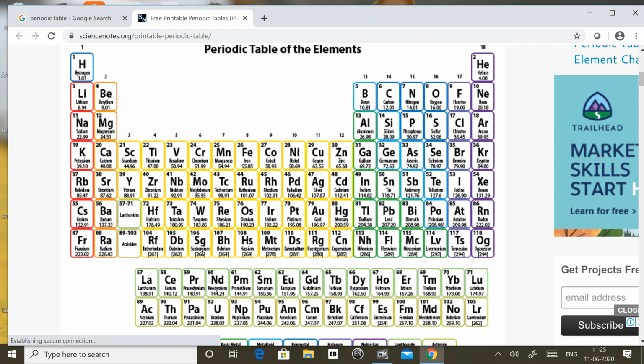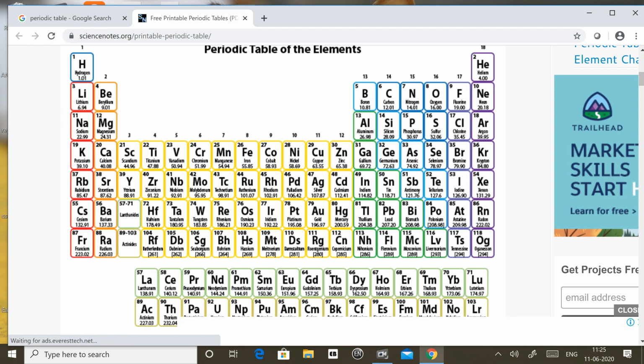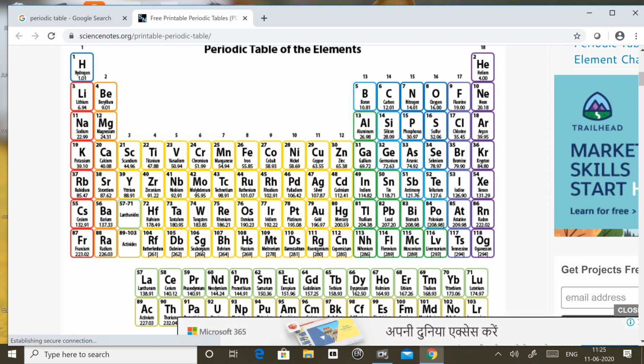So it is difficult to know the properties of all these elements separately. So these elements are arranged in a table called the periodic table. And you have learned the symbol of different elements. Like, see, look at the periodic table. Hydrogen, it is having atomic number 1. That also you studied, I think.